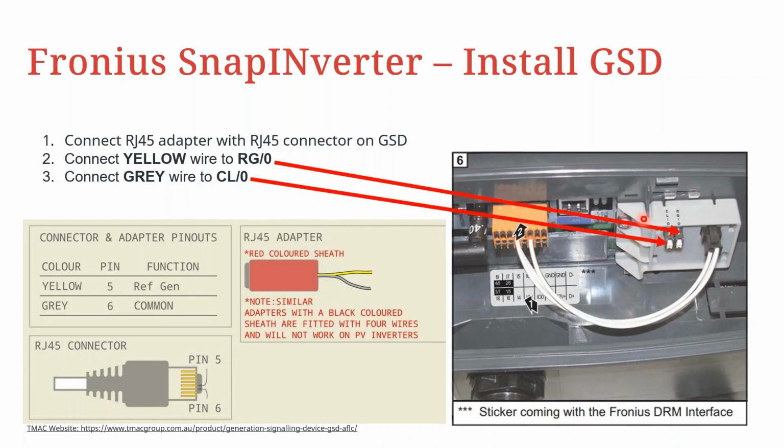And as you can see, we're actually only using the two connectors on the interface card here. We aren't using any of the connections on the orange terminal block. These were just the pre-wired connections. And once we've connected the yellow wire and the gray wire to these two ports here, the Snap INverter is actually ready to go. And the inverter is connected up to the GSD and operational for the emergency backstop mechanism.